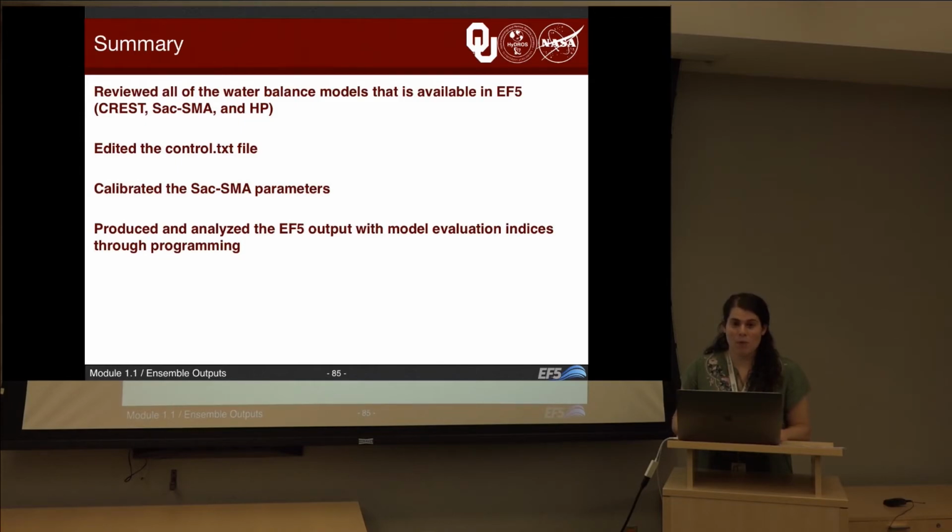So in summary, what we did for this presentation is that we reviewed all the water balance models that are available in EF5, which are the CREST, the Sacramento Soil Moisture Accounting Model, and the hydrophobic model. We edited the control text file and learned all the different water balance parameters. We calibrated the Sacramento Soil Moisture Accounting parameters. Since there were so many, we had to automatically calibrate so that we wouldn't spend days or weeks or years calibrating just one model. Finally, we produced and analyzed the EF5 output with model evaluation indices through computer programming. We were able to use Jupyter Notebook to press run and create a beautiful hydrograph and calculate the model evaluation indices almost instantly.